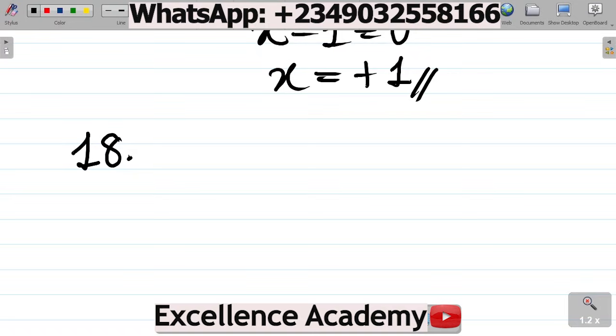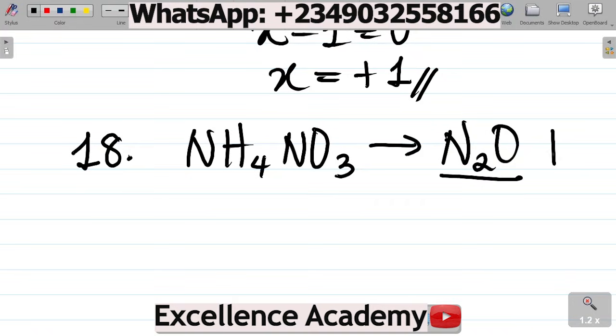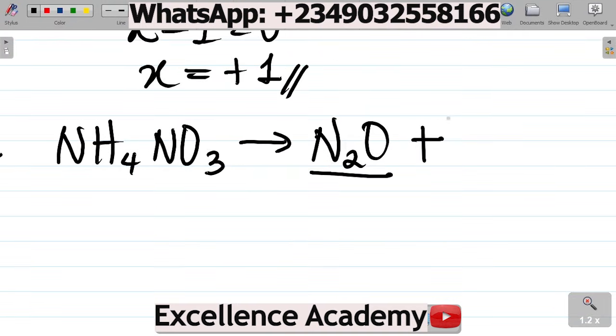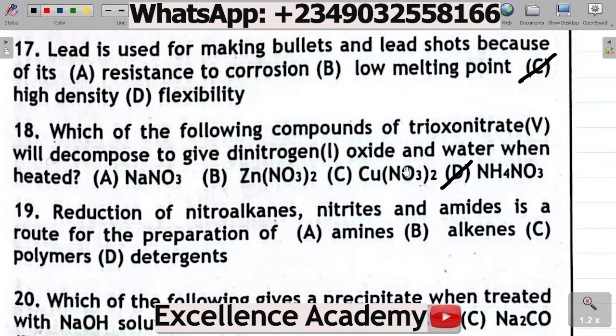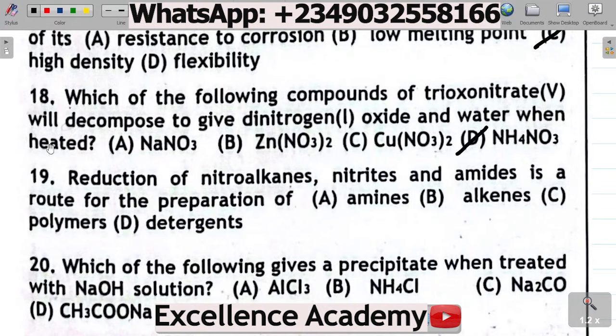The equation of the reaction for 18 is this. You have ammonium trioxynitrate, that's NH4NO3. This would decompose to give you N2O, which is dinitrogen monoxide, plus the other product is water, H2O, right? If you want to balance this up, you can put 2 here. So you have this. So the correct answer there is ammonium trioxynitrate. That's your correct answer. So for 18, D is the correct answer. Next up, question number 19.